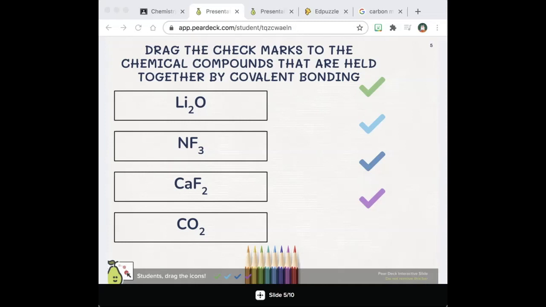Okay, you can leave your extra check marks off to the side, but for any that you think are covalent, drag one of those check marks and plop it right next to it here. Okay, don't hesitate to consult your best friend called the periodic table of elements, my friends, so that you have it.